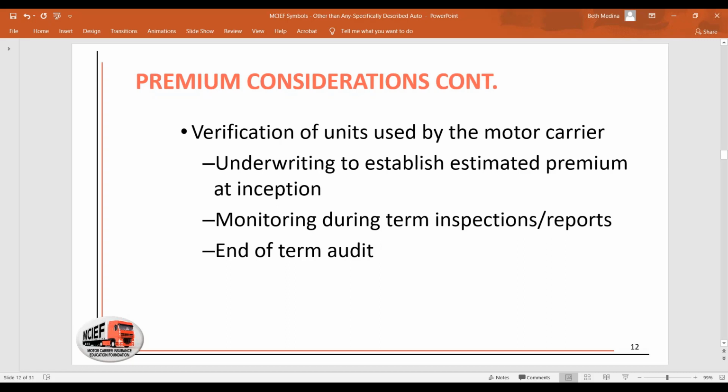Verification units used by the insured. This is also something unique to the motor carriers. Underwriters establish the estimated premium at inception. This is what we look at, the public information.